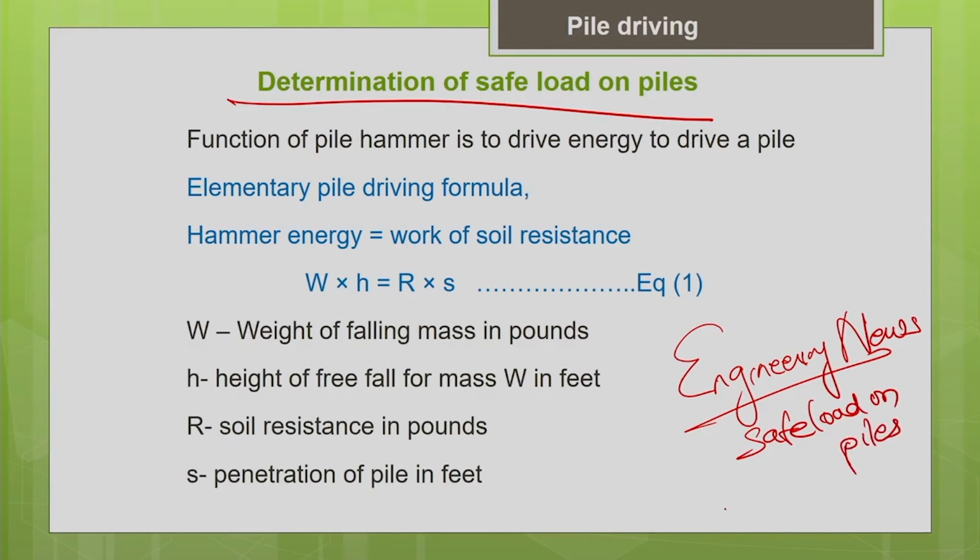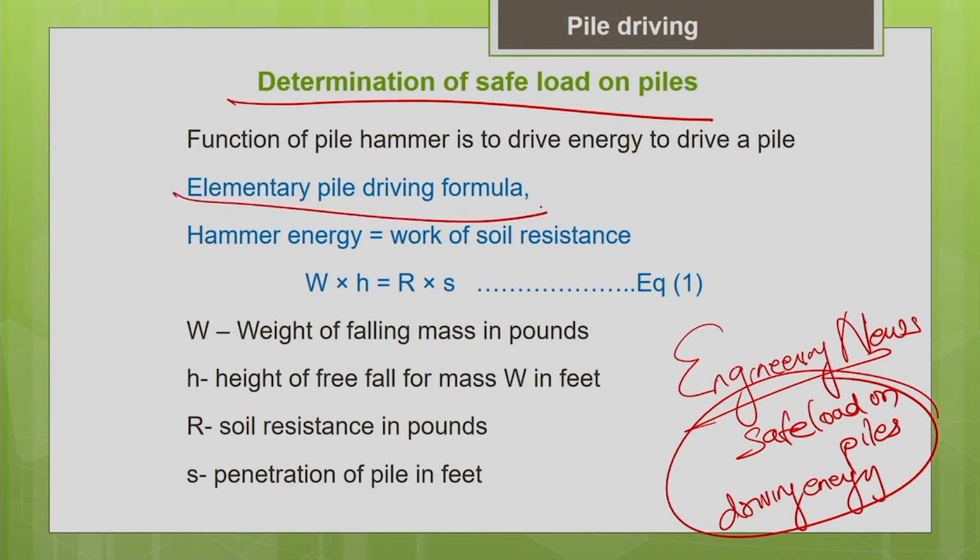And also you can find what is the driving energy needed for the pile. Both these things I can determine from this engineering news formula, and this is basically derived from the elementary pile driving formula, which is nothing but your hammer energy equal to the work of soil resistance. That means, what is the function of your pile hammer? It is going to offer you the required blow energy to drive the pile into the ground. So, when you drive the pile into the ground, the pile has to overcome the soil resistance and make the desired depth of penetration. That is the work done.